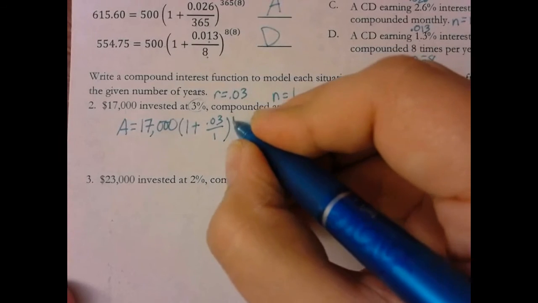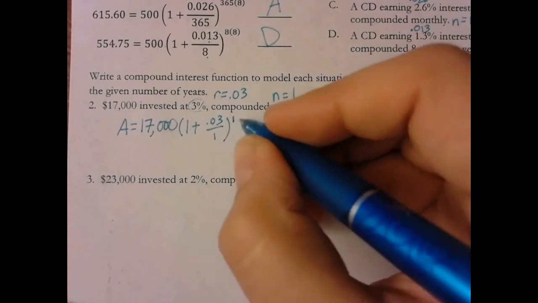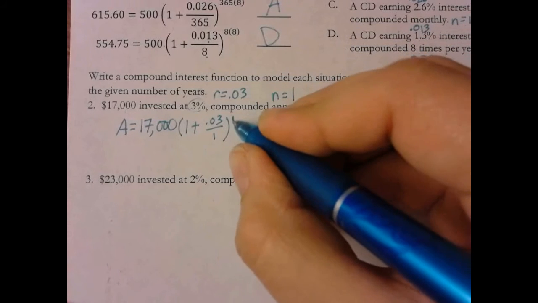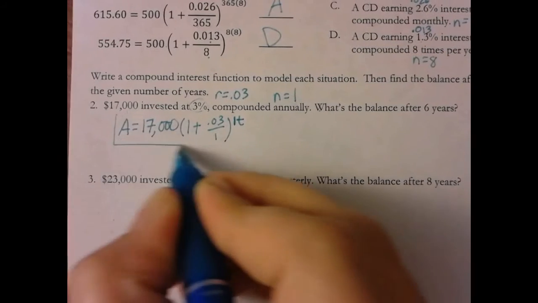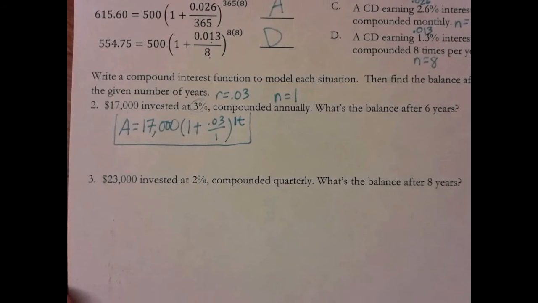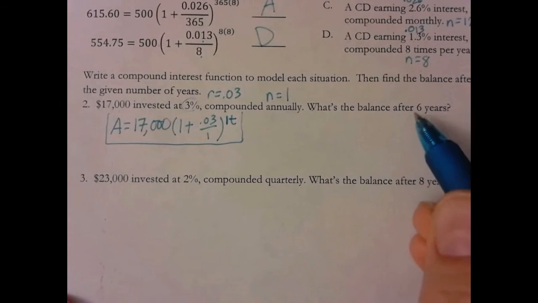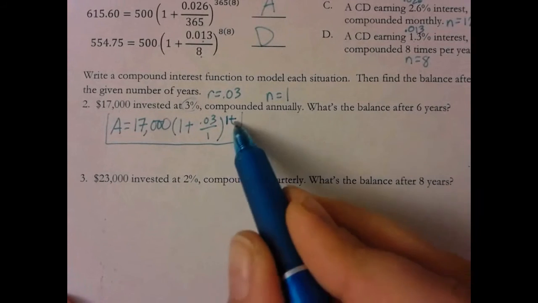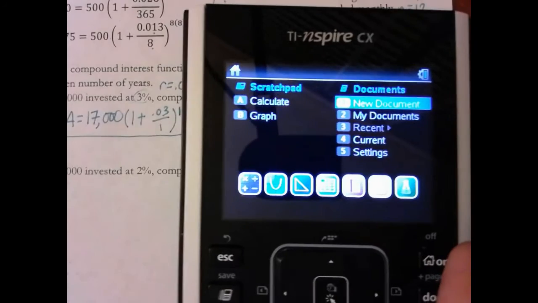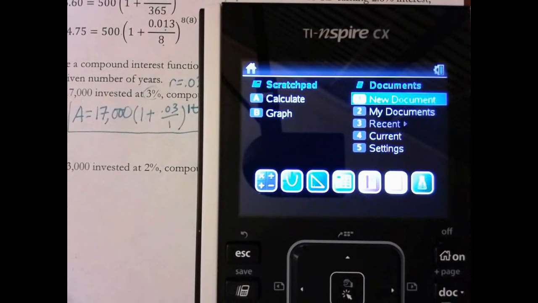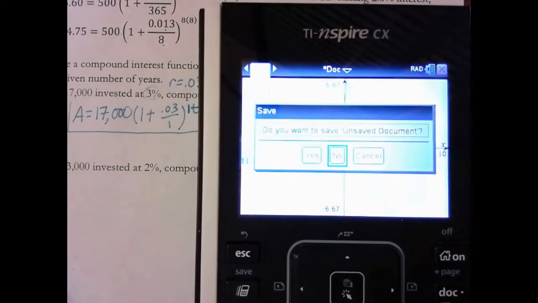So, sorry, not all over. To the NT power. N is 1 times T. There's our equation. This will tell us how much money we have. Well, we want to know the balance after 6 years. So all we have to do is replace T with 6. So here's what you type in your calculator. Get your handy dandy calculator out. We want a new document. No, we don't want to save.